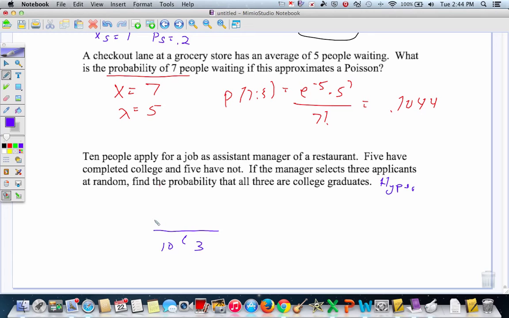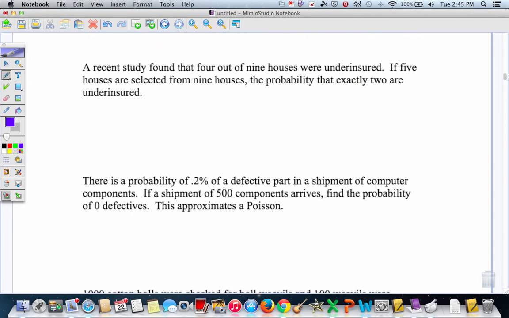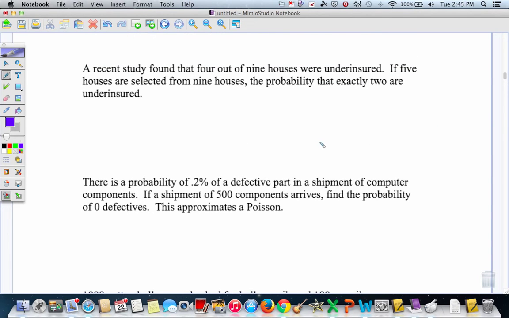Our hypergeometric is our fraction bar. We have 10 people applying for the job, and we're going to interview 3. 5 have graduated from college, 5 have not. And we want to find the probability that all 3 are graduated from college, which means that we select 0 from the not college graduate category. 5 and 5 is 10, 3 and 0 is 3. Hypergeometric, we type this in, is 0.083. Let's get through a few more here.